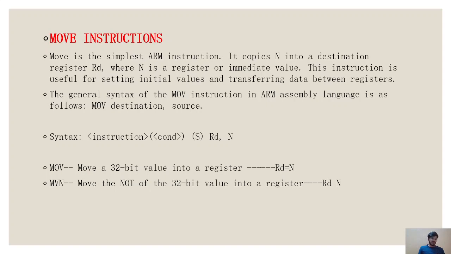In addition to it, it copies N into a destination register Rd, where N is a register or immediate value. This instruction is useful for setting initial values and transferring data between registers. Now we have the syntax of it as MOV instruction, condition, Rd, N. MOV we use to move a 32-bit value into a register. Then we have MVN, which moves the NOT of the 32-bit value into a register Rd.